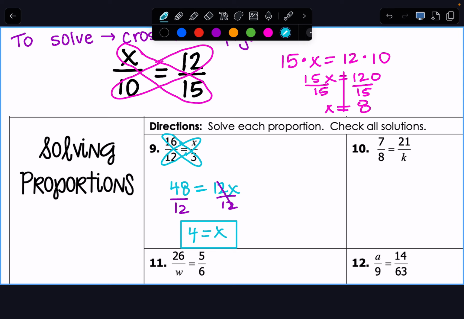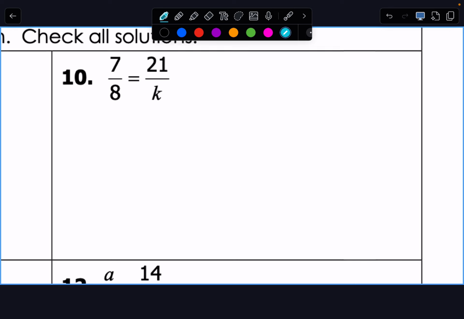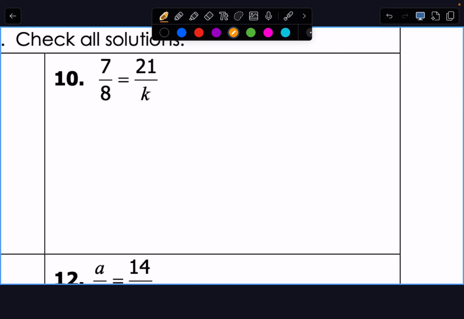Okay. Now, let's talk about number 10. What do we multiply together in number 10? All right. So we have 7 times k equals, what is 21 times 8? 168k.